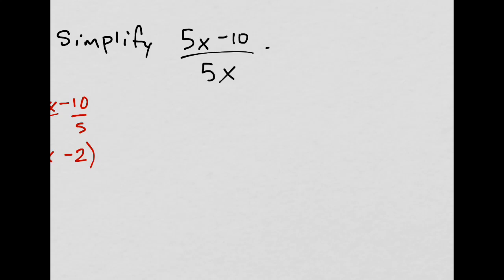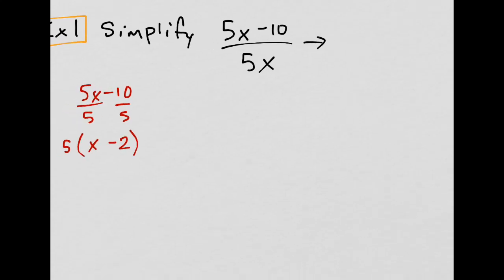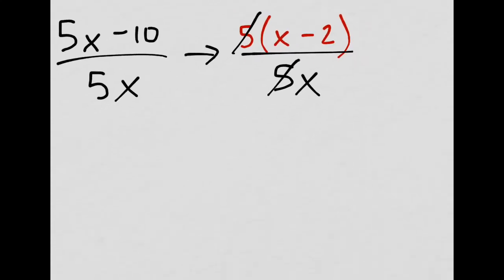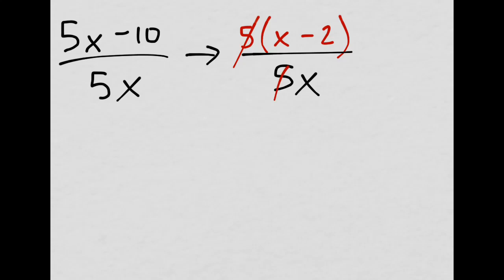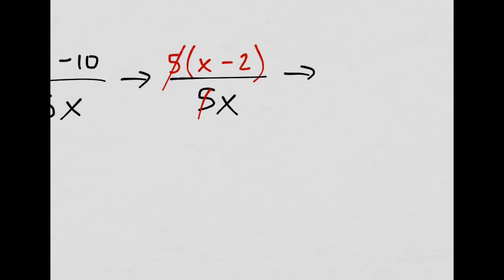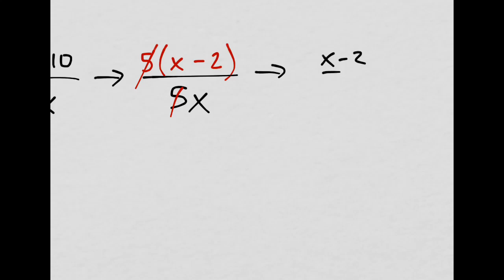So this changes to 5 times the quantity x minus 2, divided by 5x. Now, I can cancel out the 5s. I'll do that in red. So that cancels out, and we're left with just x minus 2 over x.